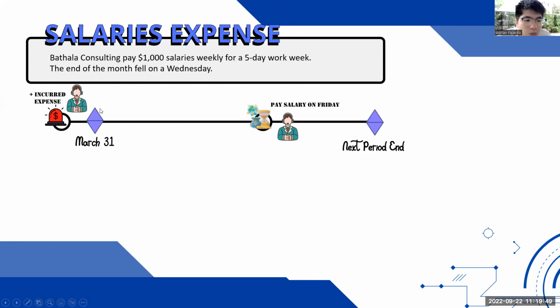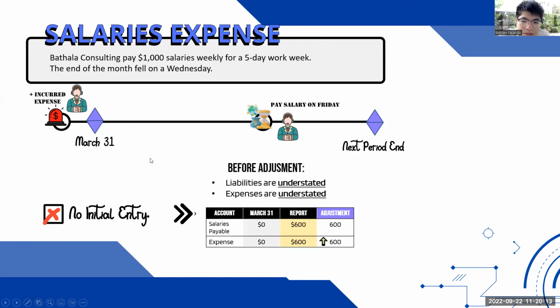So basically, ang nangyari, on March 31, meron kang Monday, Tuesday, Wednesday, pero babayaran mo pa sila ng Friday. Pero next period na yun. So in essence, 3 out of the 5 workday week, meron ka nang utang sa kanila at March 31. Right? And therefore, we have to recognize a salaries expense at the end of the period. So no initial entry because wala ka pang entry, right, for accruals. So liabilities are understated and your expenses are understated.